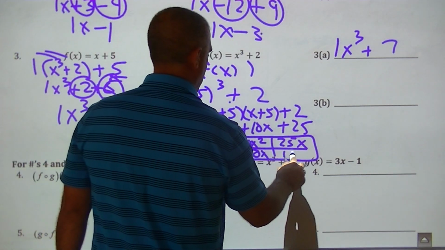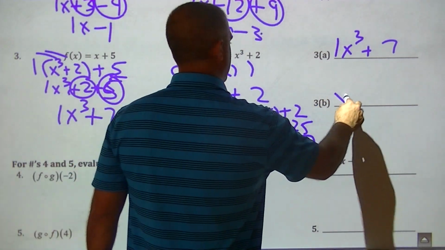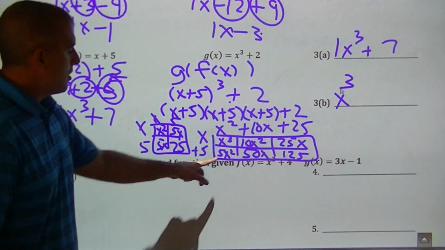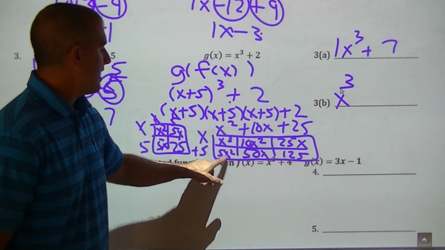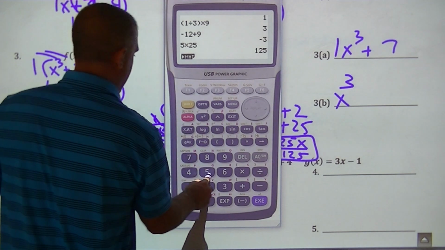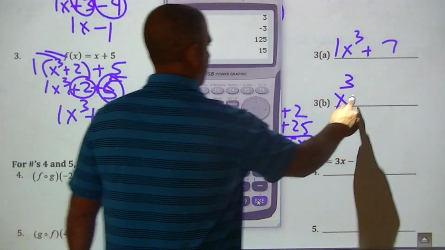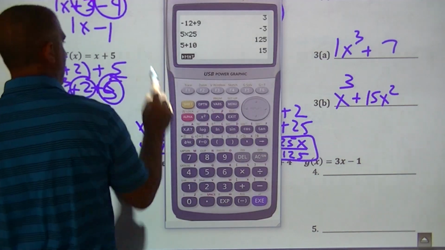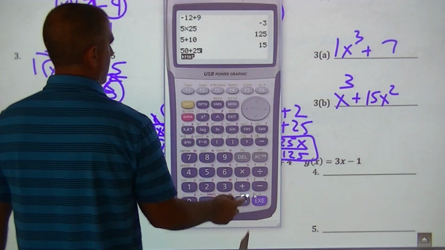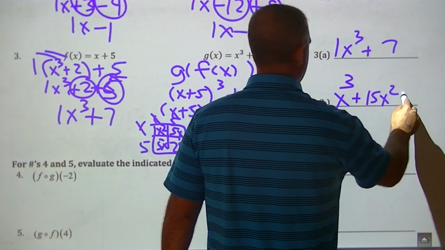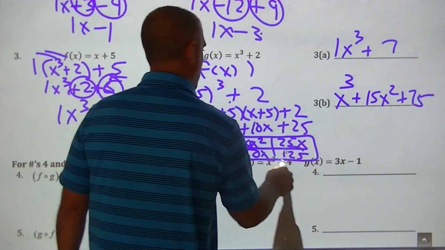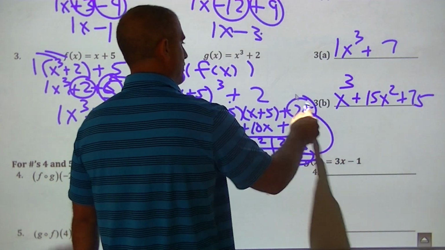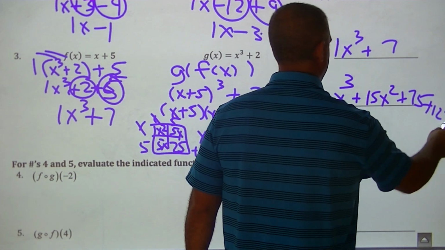Okay, now, I got x cubed here. Here's a good rule of thumb. The diagonals will combine. So I got 5 and 10 be 15x squared. 50 and 25, which would be 75x. And now, this 125's got to combine with this 2 to give me 127.